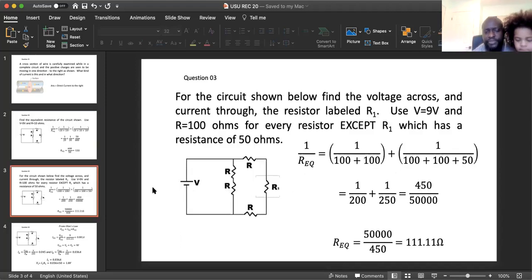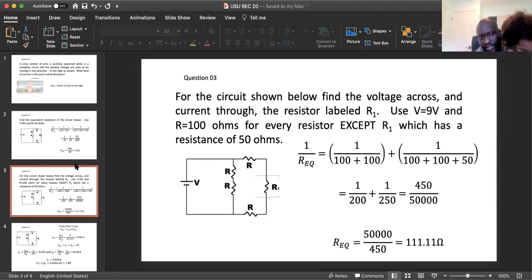The next problem says, question 3. For the circuit shown below, find the voltage across and current through the resistor labeled R1. So use voltage as 9 volts. So this is going to be useful now. R is 100 ohms for everything except R1, which has 50 ohms. So first of all, find our R equivalent like we did before: 1 over 100 plus 100, plus 1 over 100 plus 100 plus 50. So we get 1 over 200 plus 1 over 250 equals 450 over 50,000. So R equivalent is the inverse, 50,000 over 450, 111.1.